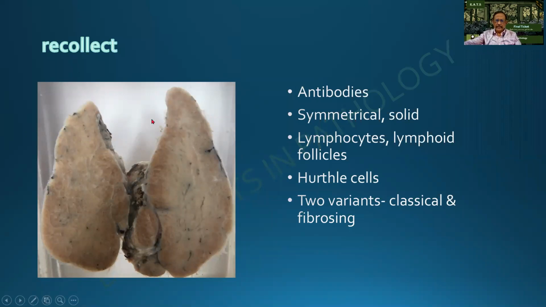This is a slide for recollection. We should remember the antibodies that are present in Hashimoto's. Also, it is symmetrical and solid. Look at this picture. Both the lobes are fairly symmetrical, though not exactly uniform. The cut surface is solid. And microscopically, there will be the lymphocytes and lymphoid follicles. Hürthle cells are present, replacing the normal follicular epithelial cells. And there are two variants, namely the classical variant and the second one is the fibrosing variant. This slide is for recollection.